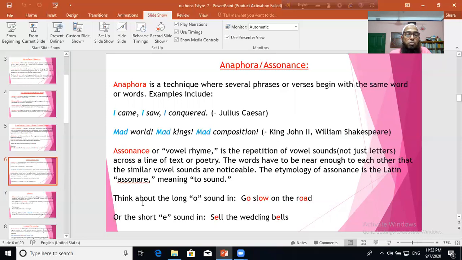Look at this example. Go slow on the road. So the long O sound has been repeated. Go slow on the road. O, O, O. Repetition of vowel sound. Or the short E sound has been repeated in these two words: sell the wedding bells. Sell, bell, see? The repetition of the E sound. So repetition of vowel sounds is assonance.